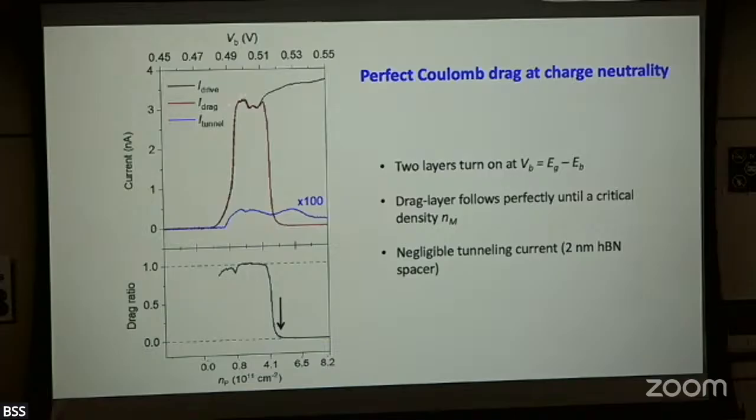It follows this drive current until you hit some density, and then it drops almost to zero at low temperature. If you compute the ratio, it's perfect. It's 1, and then after this density, it drops to 0. And this, again, is your Mott transition. Just to convince you, this magnified by 100 is the tunneling current, and you can see that it is way below what's going on in the system. This is actually required to have valid counterflow measurements. You are only in plane, nothing is out of plane.